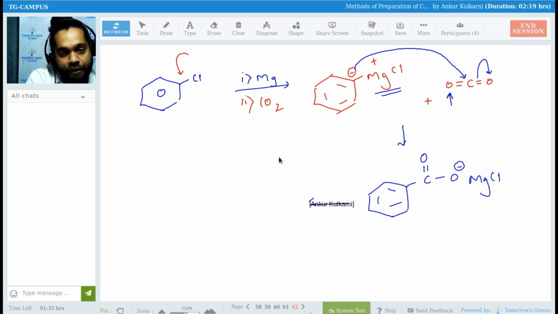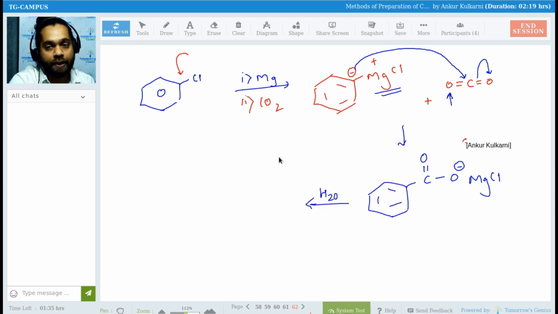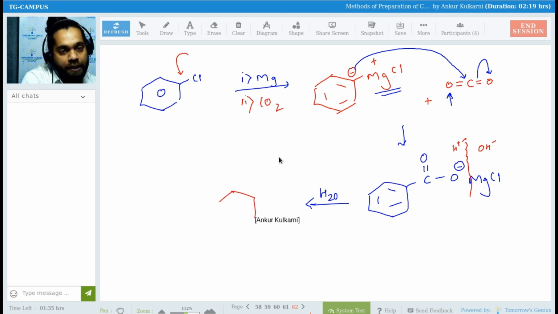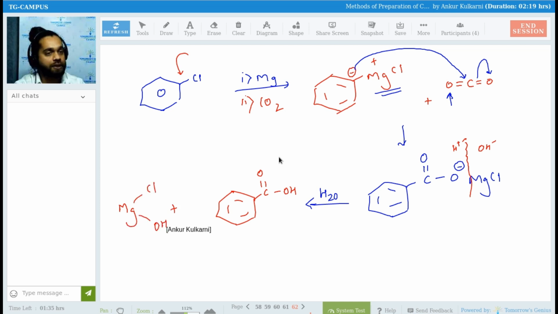And if I hydrolyze this, hydrolysis means what? H and OH. Correct? Over here minus is there, so H plus, over here OH minus. So what did I get, Prashanti? I have got benzoic acid, C double bond O, OH, plus MgClOH. Is it clear, Prashanti? Sasidharan, is it clear? Go and write it down. We'll go to the next. Very easy. You should not lose marks in this.